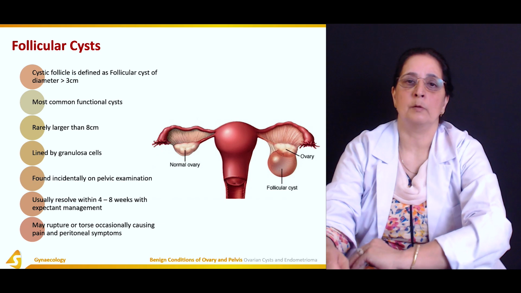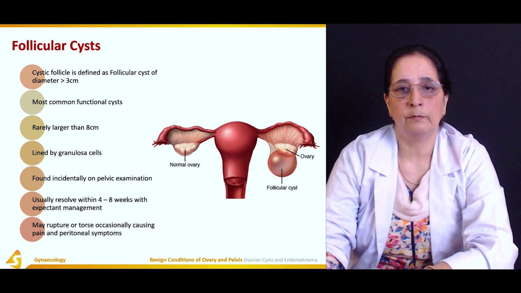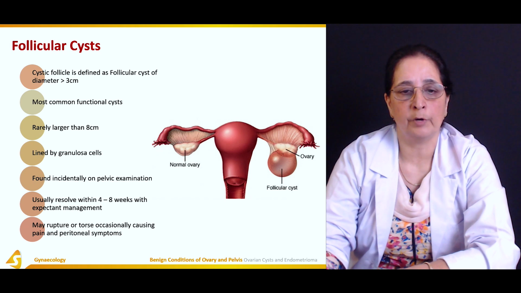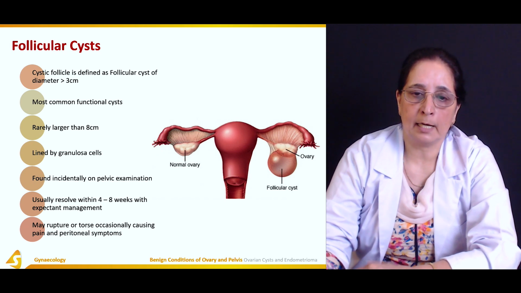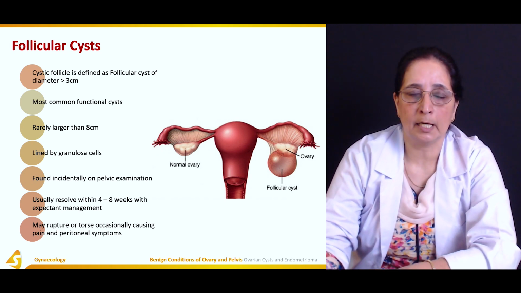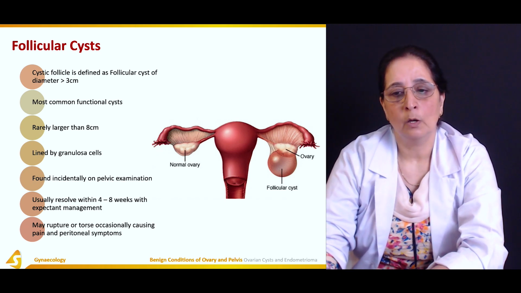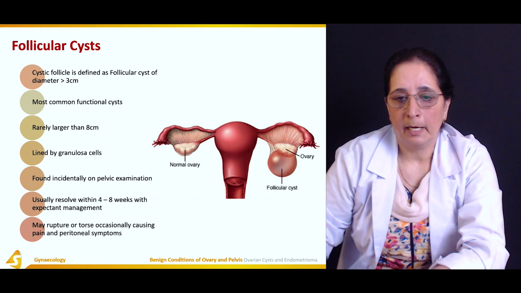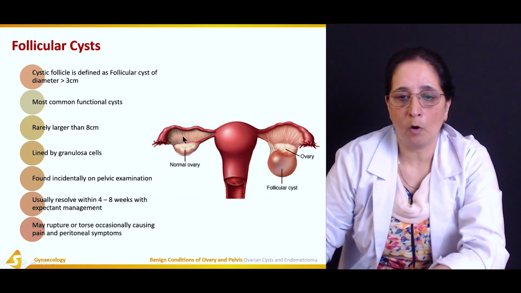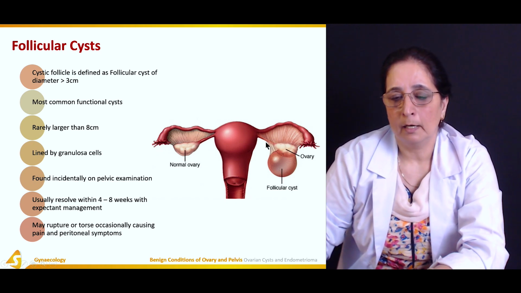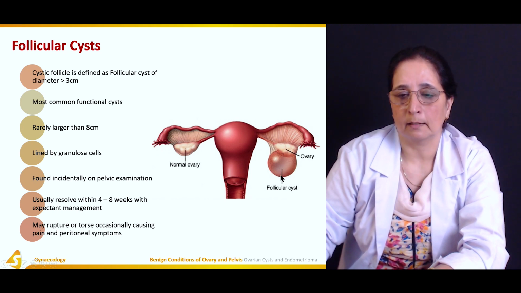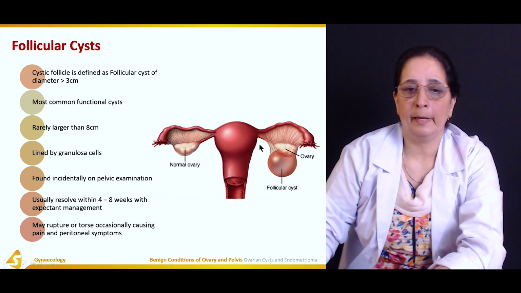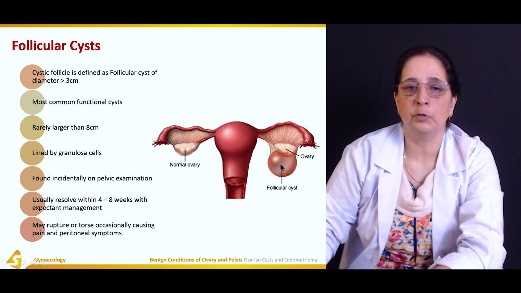So follicular cysts are the most common type of cystic functional cysts in the ovaries. Size is between 3 to 8 centimeters, and usually it's found incidentally on pelvic exam, usually resolved within 4 to 8 weeks. Here in this diagram, this is the normal ovary, fallopian tube and the normal ovary, but here it's a big follicular cyst. Big follicular cyst is present here. So on pelvic exam, this big cyst usually cannot be missed.